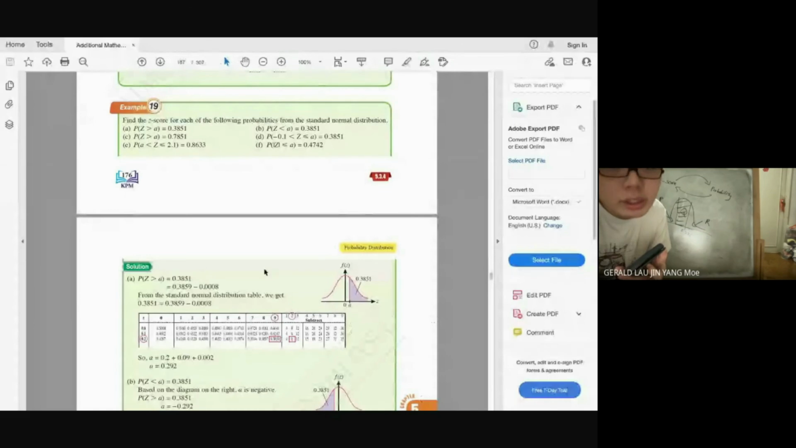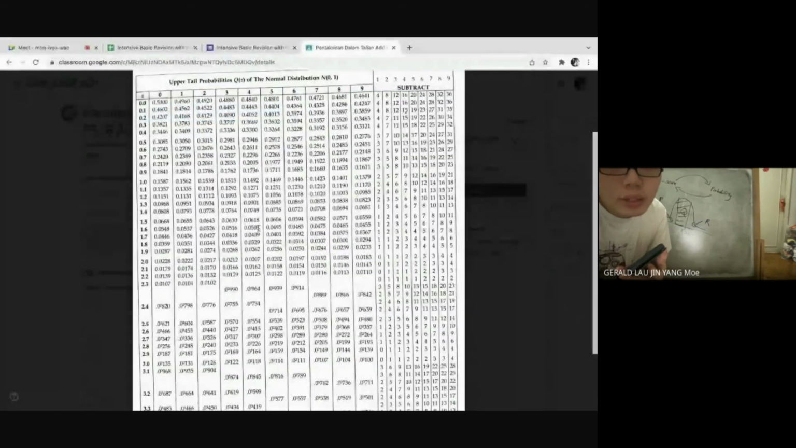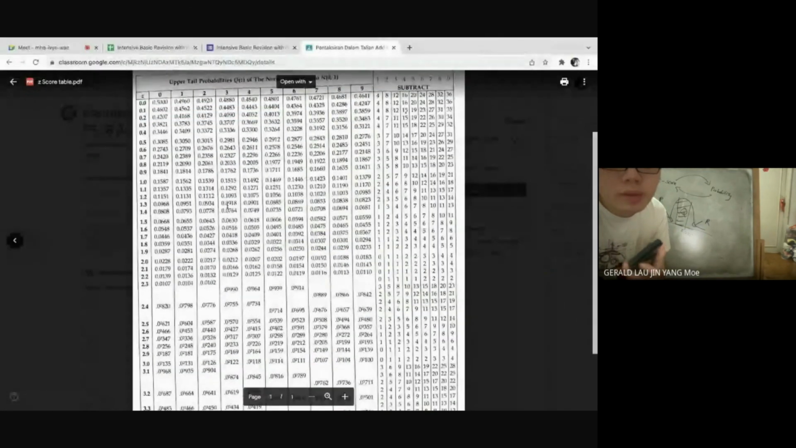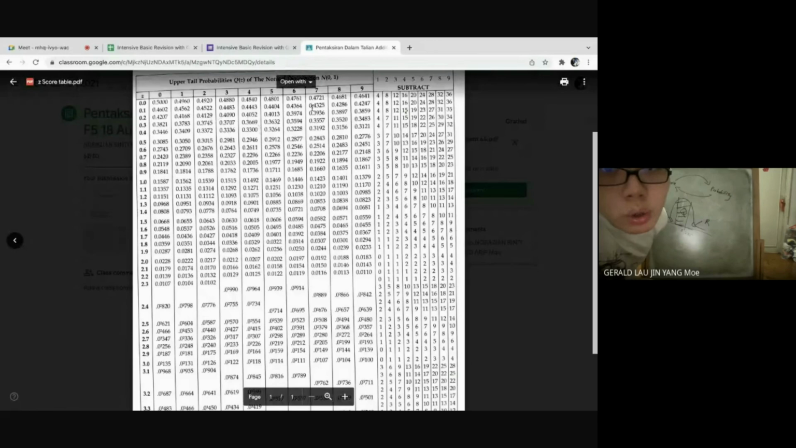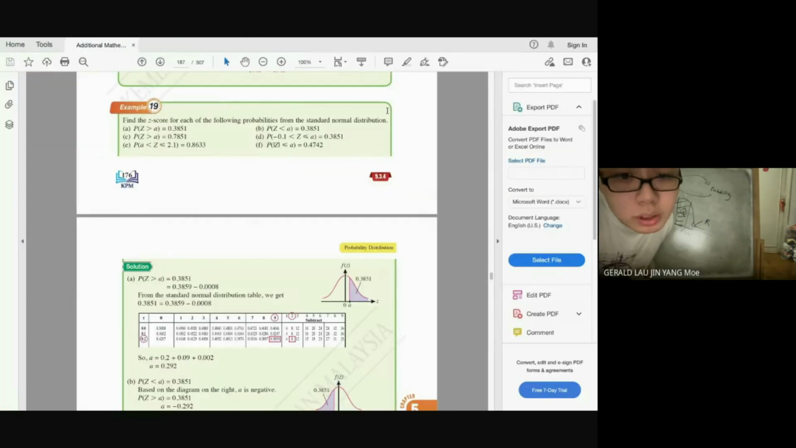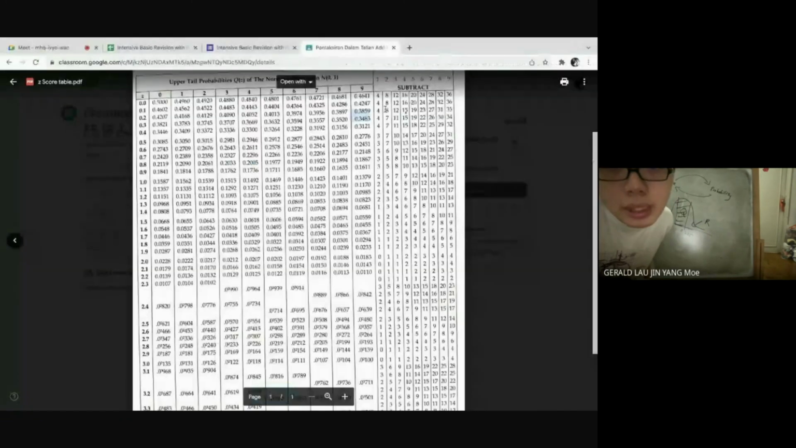0.3851, okay? From this table, from many values, you narrow down and you find 0.3851. So it's somewhere over here. The one closest to 0.3851 is this one, 0.3859 over here. Okay? And then you have to subtract berapa? Subtract 8. Okay? 0.0008. Okay? Subtract this one.